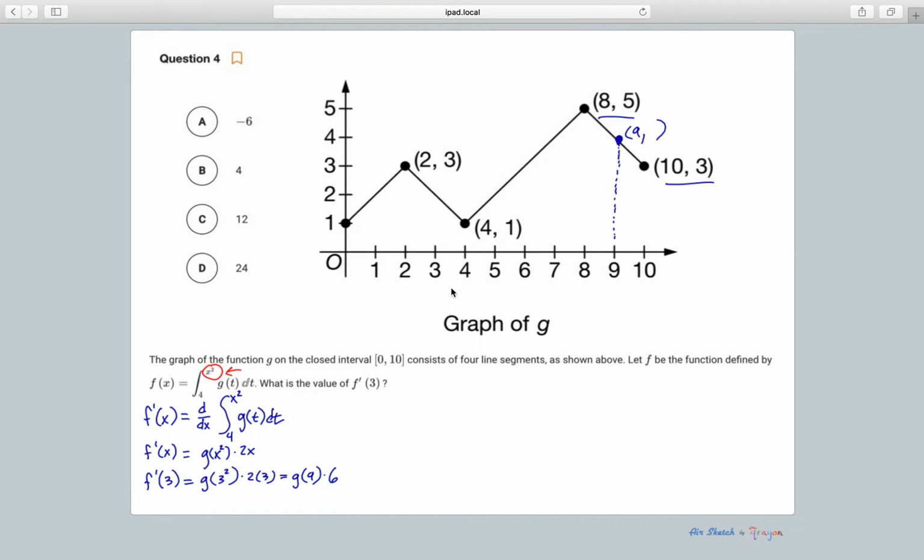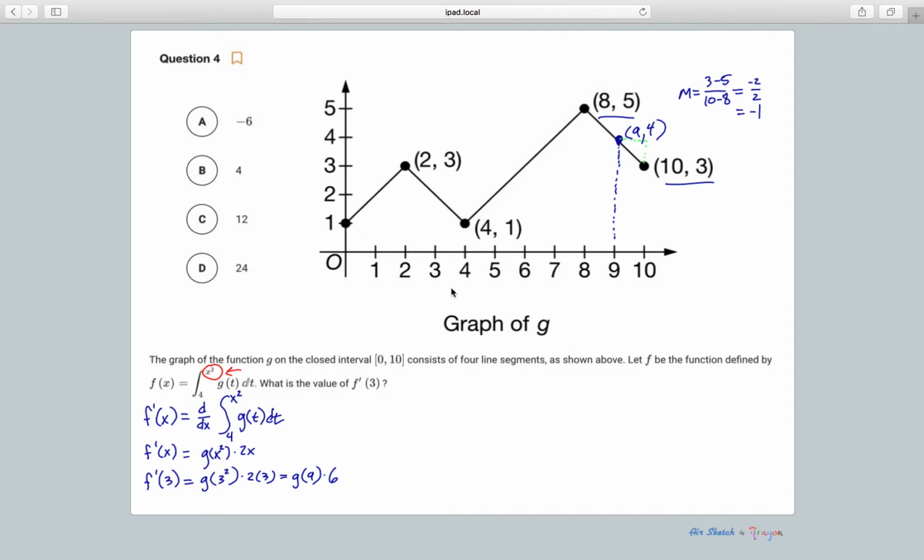Now, they do tell us that this is a line segment, so we can find the slope between 10 and 8. So y2 minus y1, so I'll do 3 minus 5 over 10 minus 8, which gets me negative 2 over 2. All right, which is a slope of negative 1. So to get to the point 9, I'm just going to go up 1, left 1, right? So going left gets me 9. Going up 1 is going to get me a coordinate of 4.